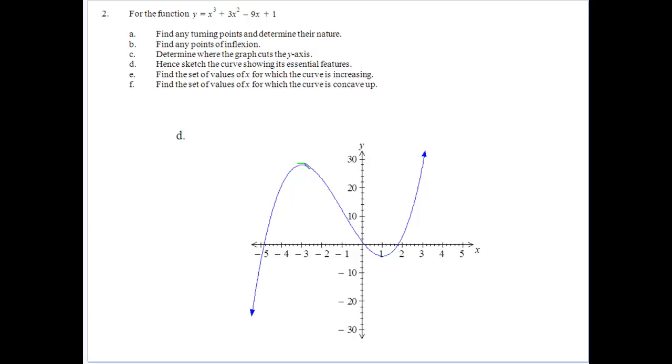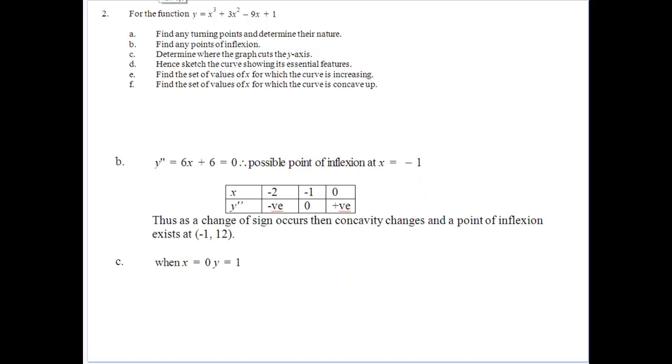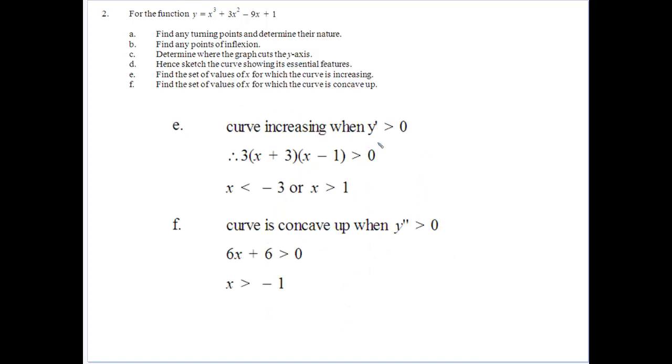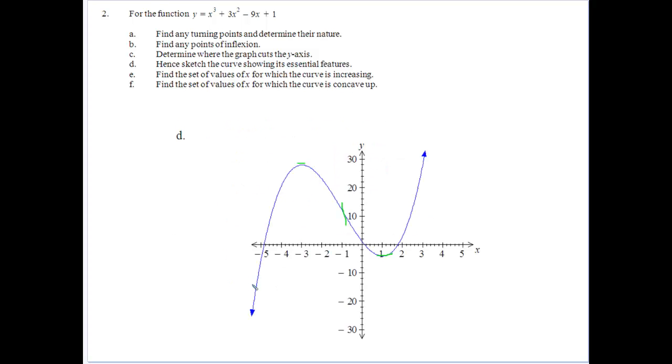So we've got our stationary points there. We've got our point of inflection, which we'll just go back and check, which was at minus 1. So we've got our point of inflection there. Then find the set of values for which the curve is increasing. What do we mean by increasing? We mean the first derivative is greater than 0. So where's that curve greater than 0? Again, we can go back and look at our graph. We know it's increasing here, and it increases there. So we can do that pretty easily.